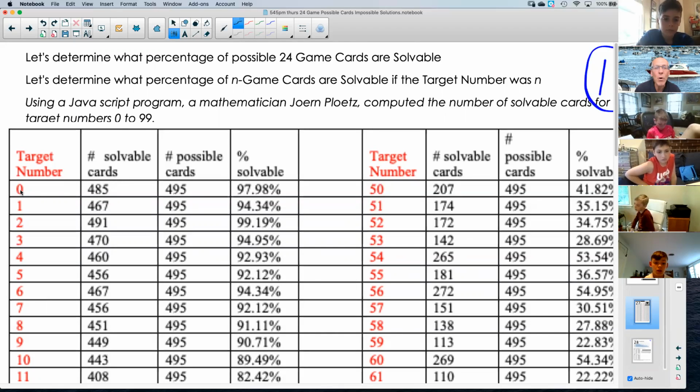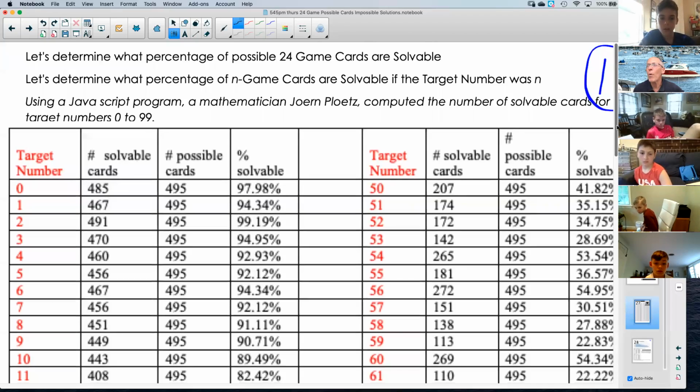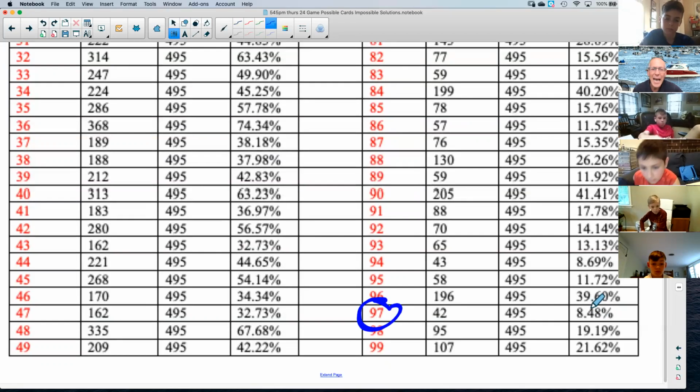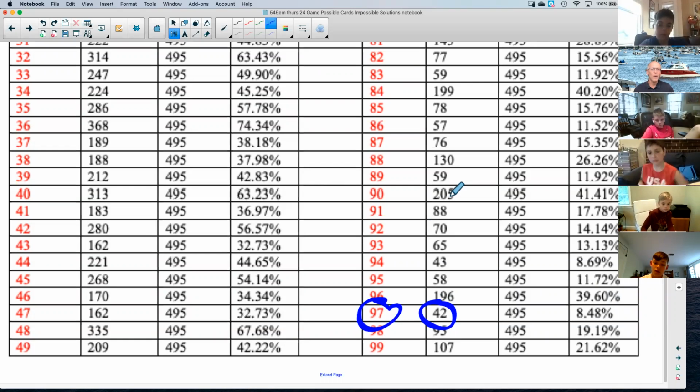So the number 0, if this game were called 0, 485 cards would be possible, which is 97%. Now watch this. If the game were called 97, only 8% of the cards, only 42 cards would be possible. Isn't that amazing? Can anybody tell me why the number 97 doesn't work for a lot of cards? Who can tell me what is special about 97?